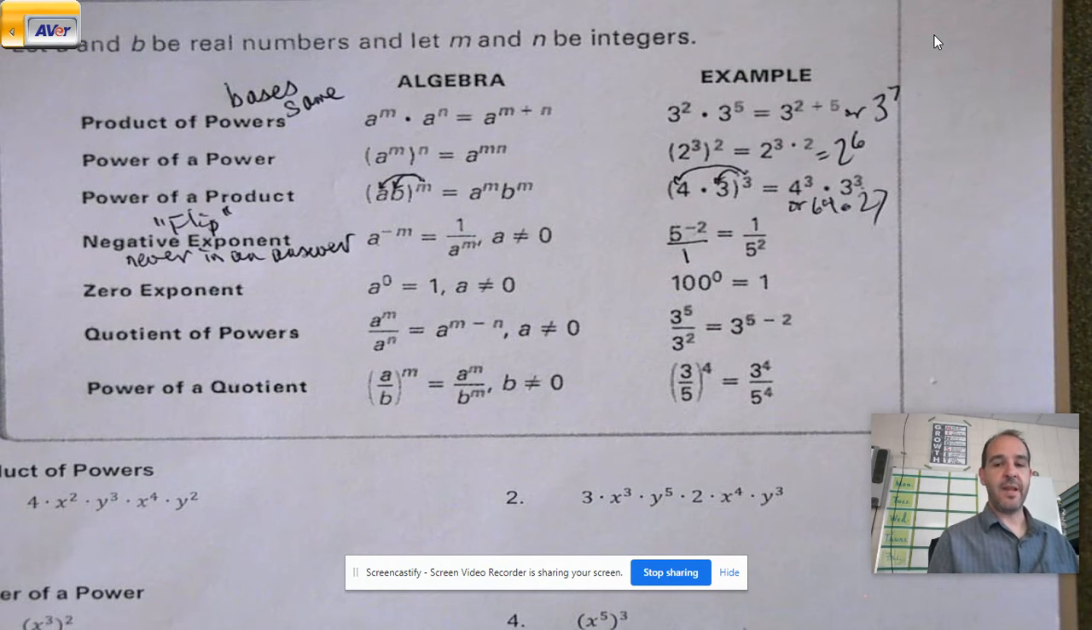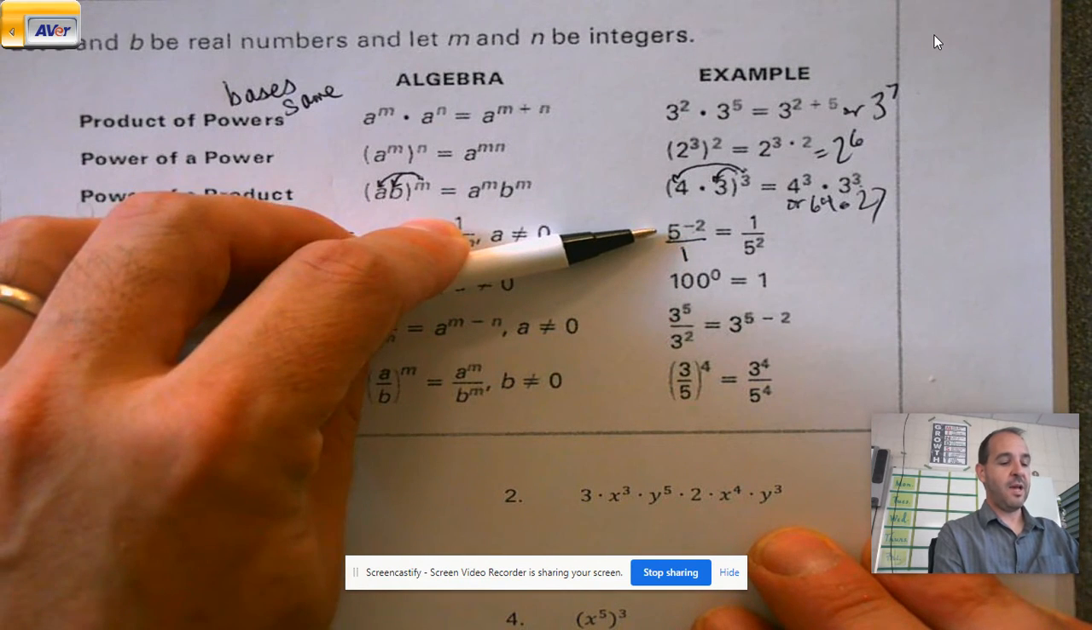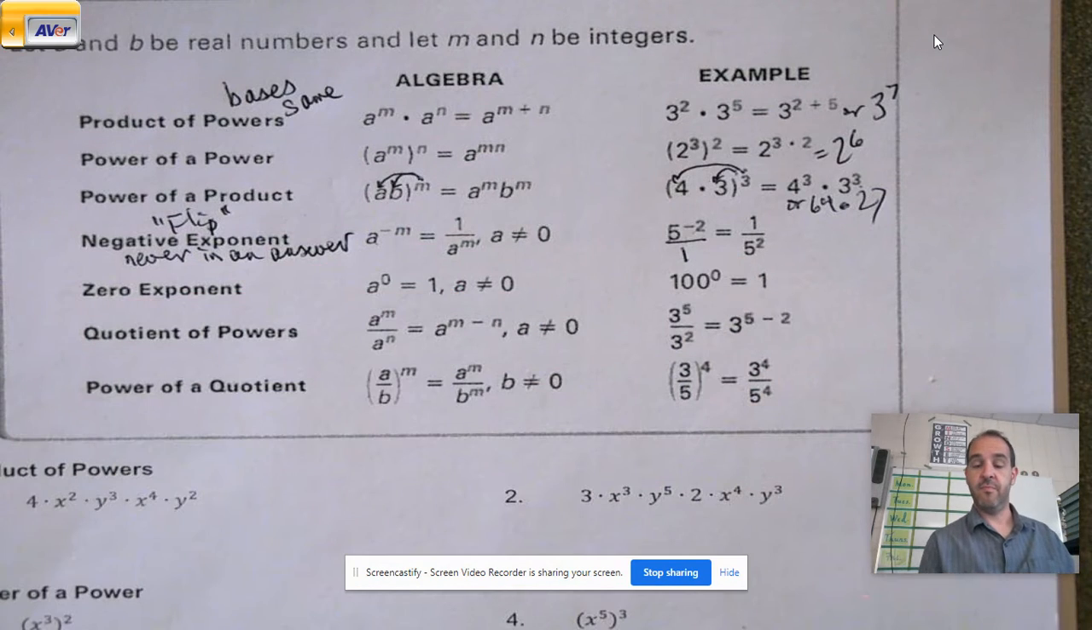So when I say flip it, it just means that negative value, it's in the numerator now. If I flip it down to the denominator, it becomes positive. And that works. And then I can simplify it and do 1 over 25 or however I want.